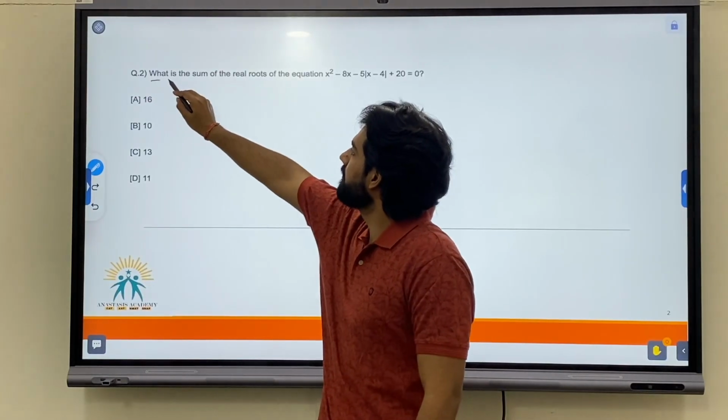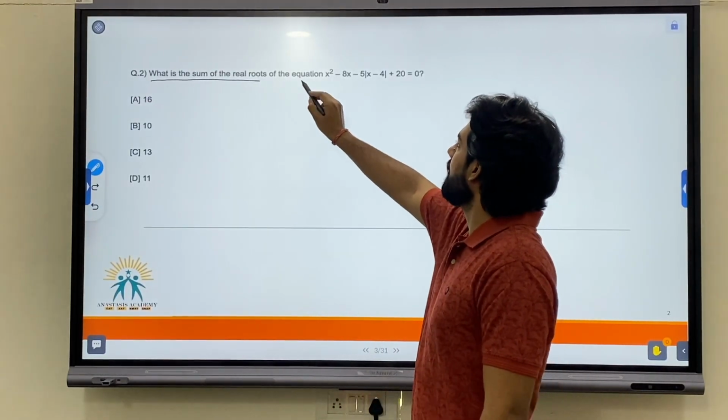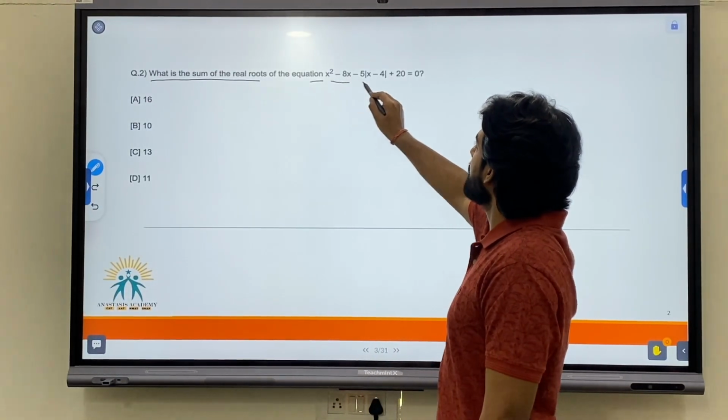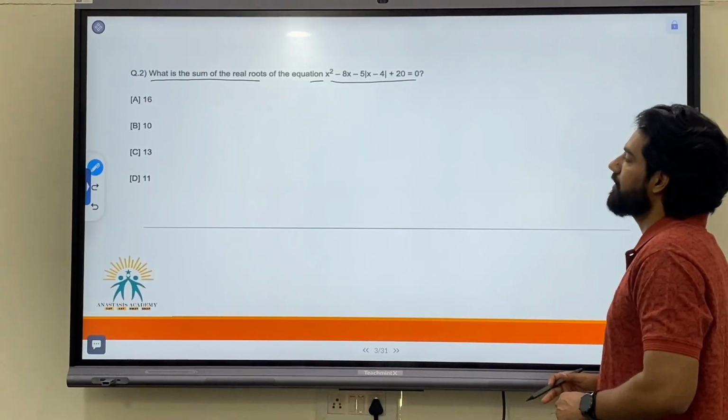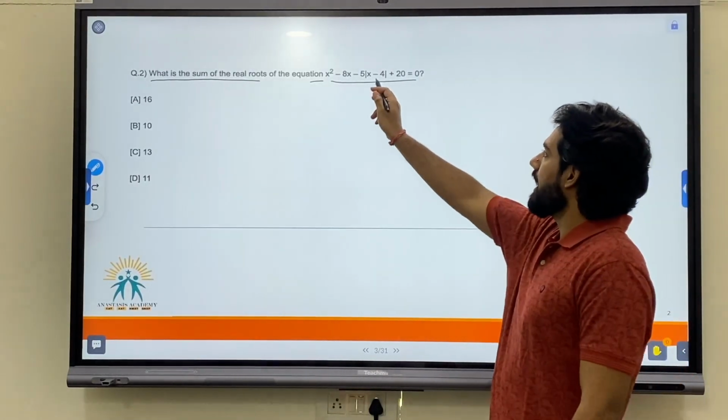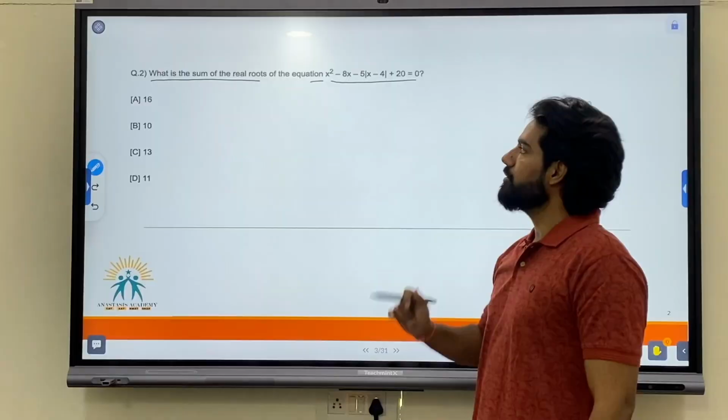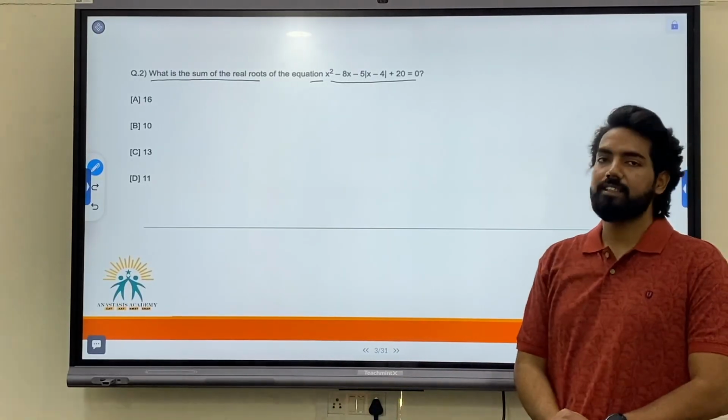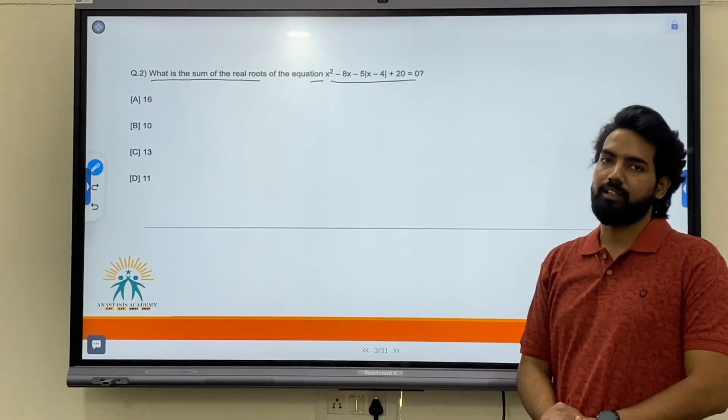What is the sum of real roots of the equation x squared minus 8x minus 5 times mod x minus 4 plus 20 is equal to 0? So I need to find the sum of real roots of this equation.